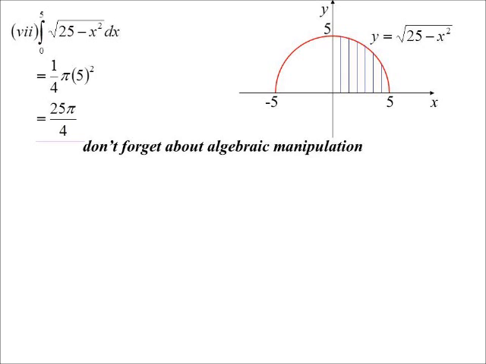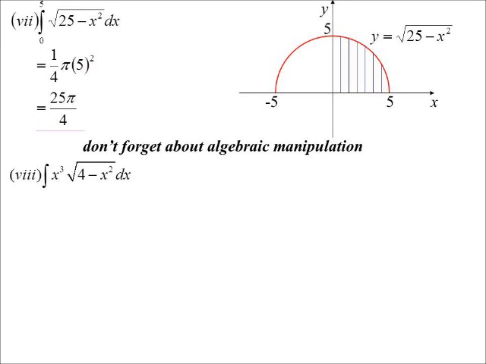Don't forget about algebraic manipulation. So what do I mean, don't forget about algebraic manipulation? Integral x cubed, the square root of 4 minus x squared dx. This is possibly a bit too hard for an extension 1 paper, this one. Probably more likely to see it in an extension 2. I can rewrite that, and I'm sure you were thinking the exact same thing, that instead of writing it as x cubed, I could write it as minus x times 4 minus x squared plus 4x.